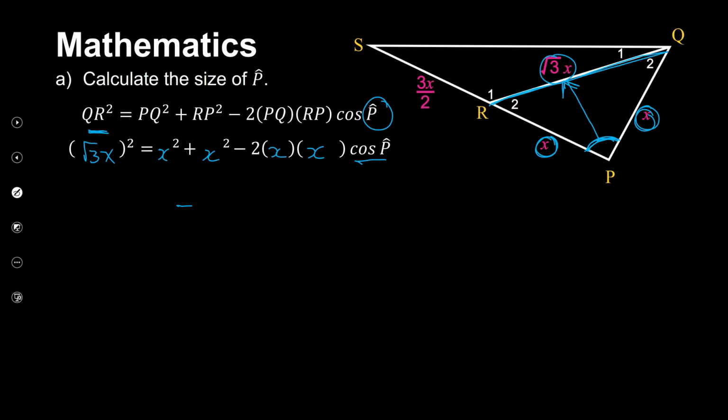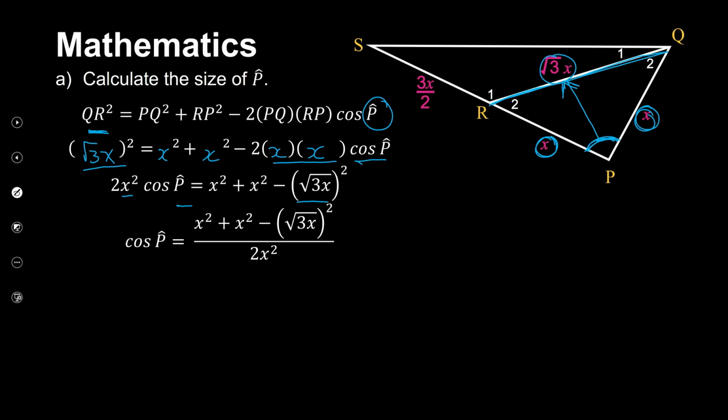Okay, we're going to do a bit of algebra now quickly. So we're going to basically take this 2x squared, and we're going to take it onto this side, so it'll become positive 2x squared cos P. And we're going to take this expression, square it out, and take it onto that side. Okay, we just clean up some algebra here, because remember we want to solve for cos of P, so it means I've got to get rid of this 2x squared.